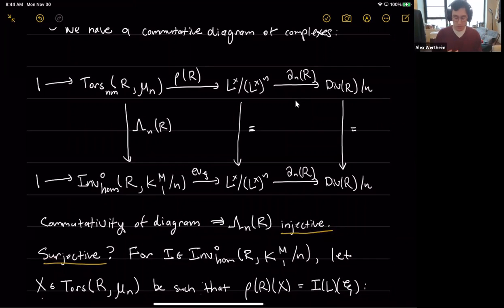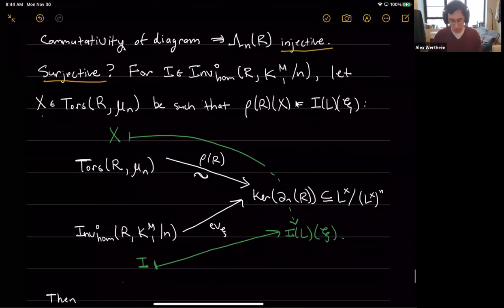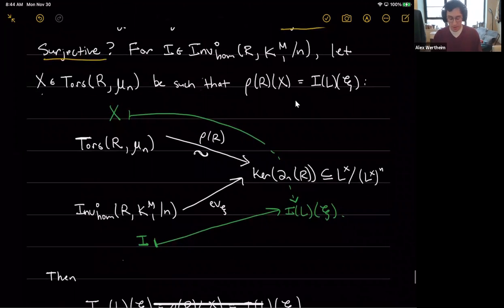Surjectivity is maybe a bit more complicated, but I claim that it actually follows from this proposition we introduced earlier about injectivity when evaluating invariance at the generic point for invariance satisfying this multiplicativity property. So suppose I have an invariant I, a mod n homomorphic invariant I, and I evaluate it at the generic point. Again, this lands somewhere in the kernel of this divisor map mod n.